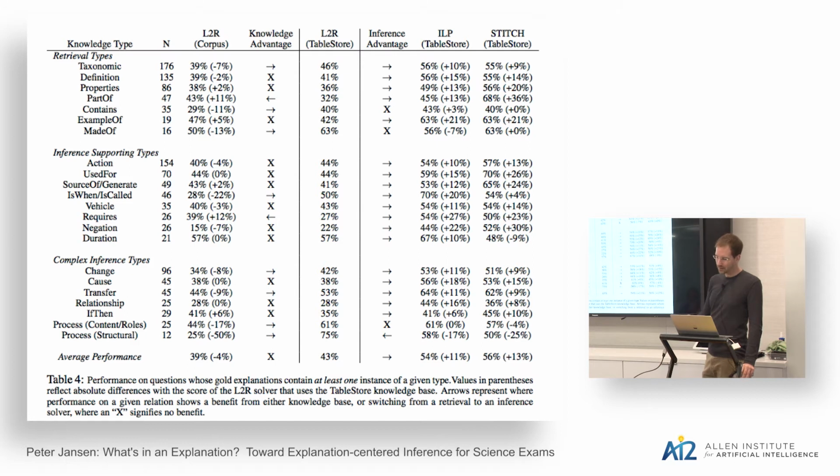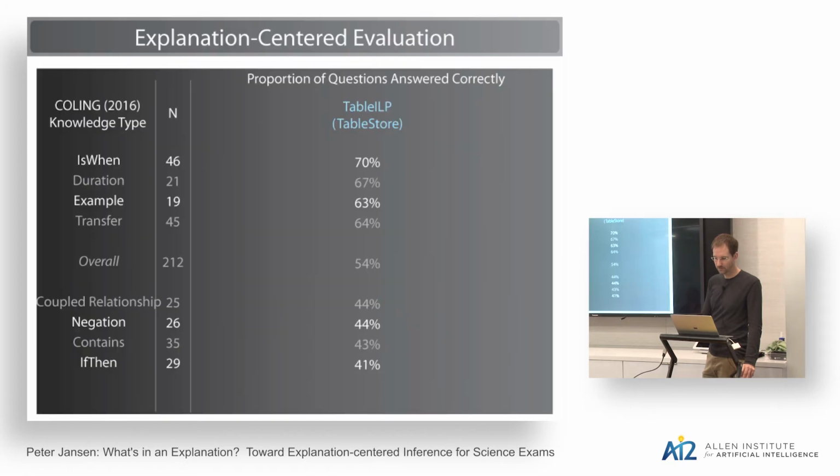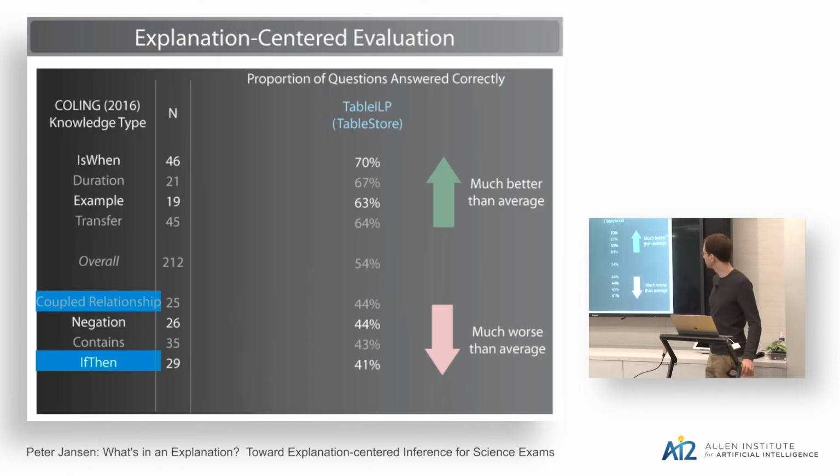I'm going to buzz through this again for time because I think the second and the third questions are the most important. One of the first observations, though, is that table ILP is basically better at almost every relation. But there are some relations where it does better than others. For a lot of retrieval relations, table ILP is doing very, very well. But there are specific deficits, lower than average, in particular relations.